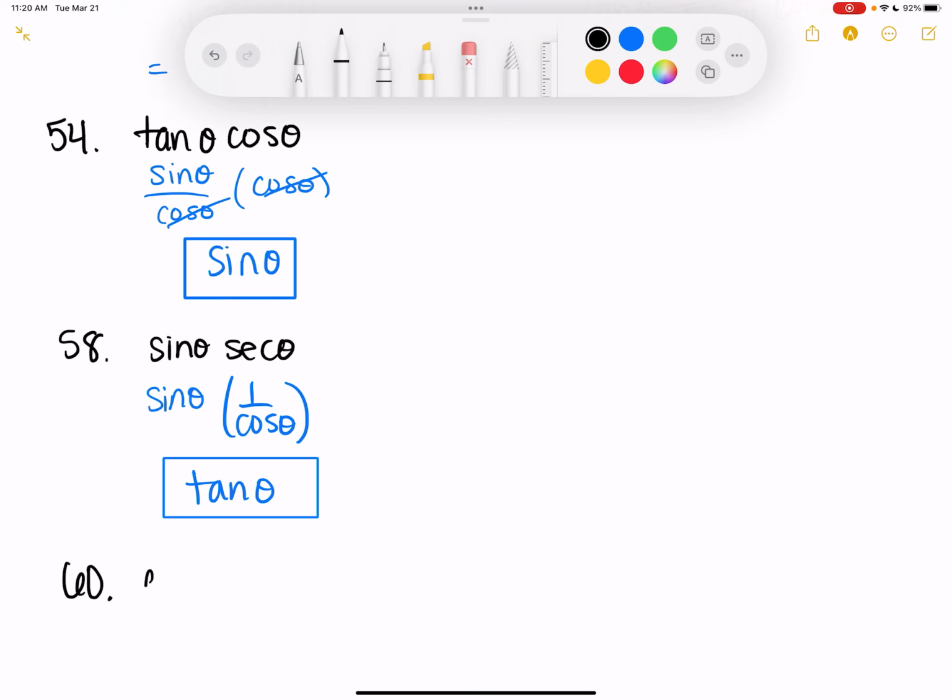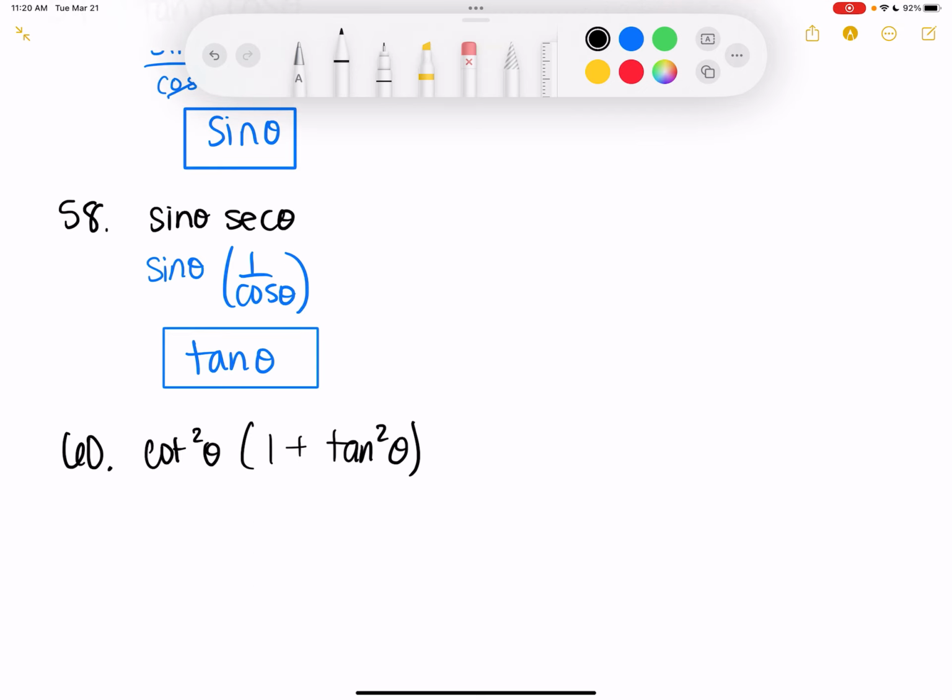60. Cotangent squared of theta times 1 plus tangent squared of theta. So anytime you see a squared, you should think what? What type of identity? No, squared. Specifically with this, not just like in general. What identities have squareds in them? Oh, quadratic property. No, trig ones.